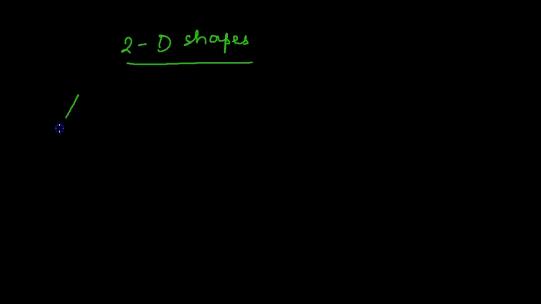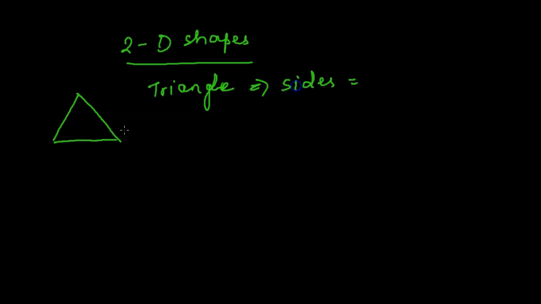How do we describe a 2D shape? Let's say we take this shape. We know this shape has three sides. It's called a triangle. So whenever we describe a 2D shape, we describe it using its sides. Triangle has 1, 2, and 3 sides. We can describe it using its vertices. Vertices are these corners where the sides meet, and we have 1, 2, and 3 vertices.